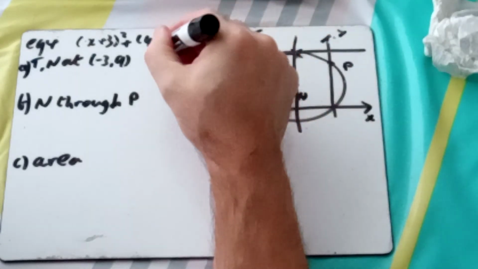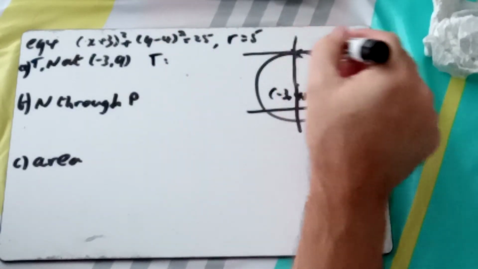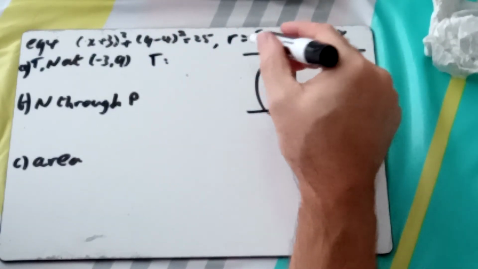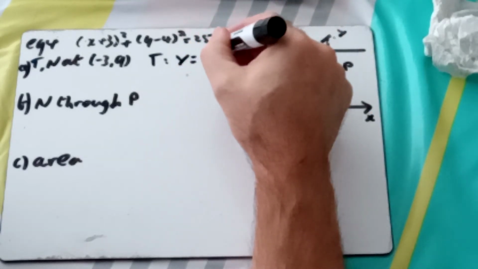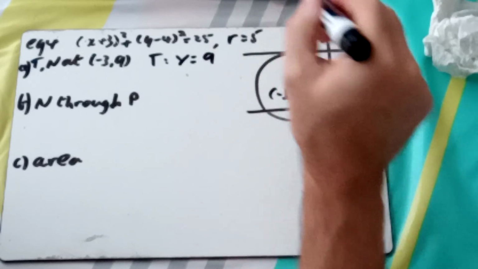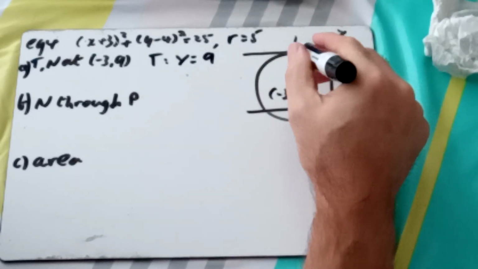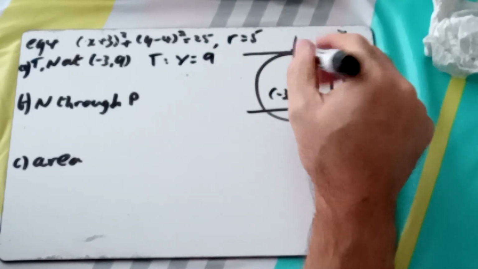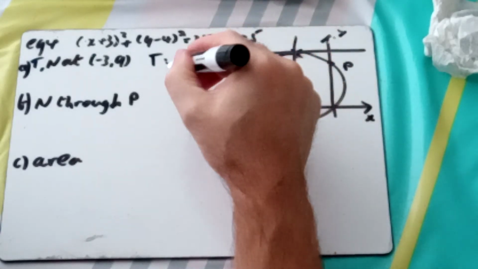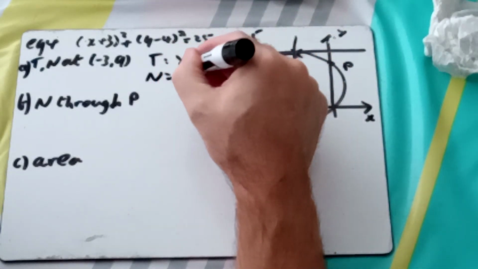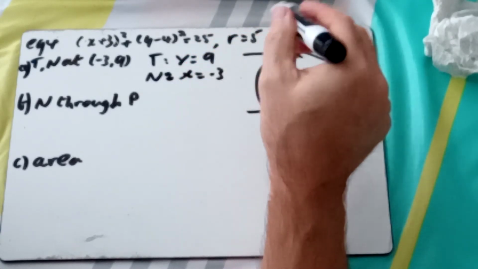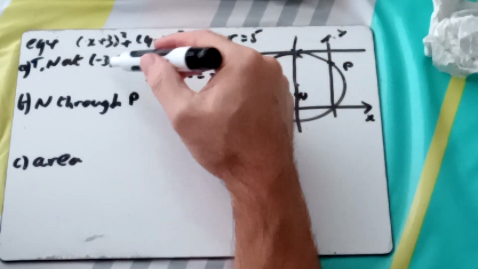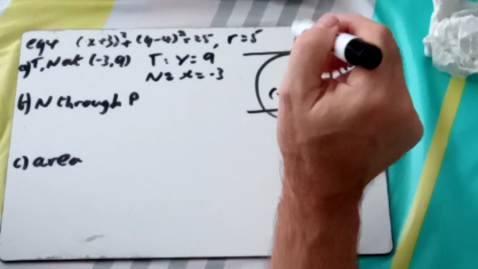So the tangent, let's call it t, is just going to be the y value, and since the r is 5 and that y value is 4, it's simply y equals 9 for that one. And since this line here goes through that one, it's simply x equals minus 3. So, x equals minus 3. And they are just the coordinates of where they meet, the point (−3, 9) on the circle there.